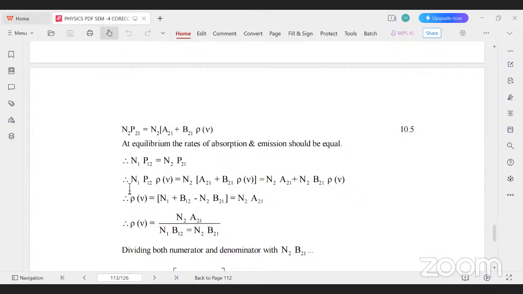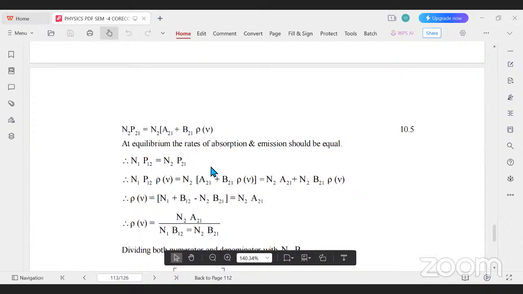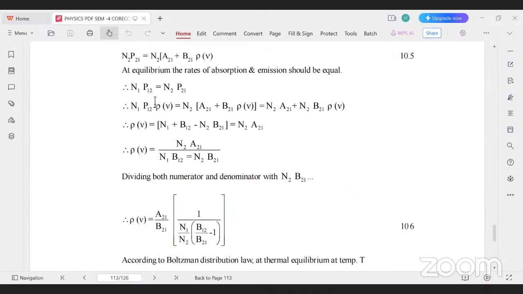The rates of emission and absorption should be equal at equilibrium. Equilibrium is where the flow is equal in all directions. So the rates of absorption and emission should be equal. Hence N1 P12 is equal to N2 P21. So N1 B12 rho of V is equal to N2 times A21 plus B21 rho of V. Here we get rho of V equal to N2 A21 divided by N1 B12 minus N2 B21. Dividing numerator and denominator by N2 B21, we get this.